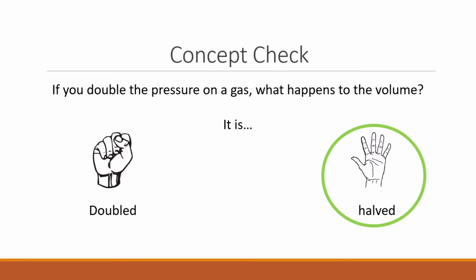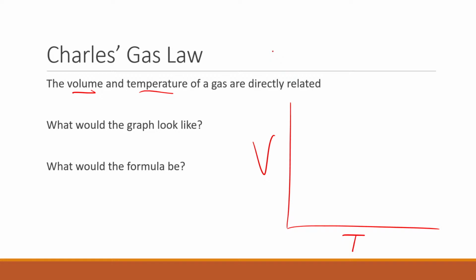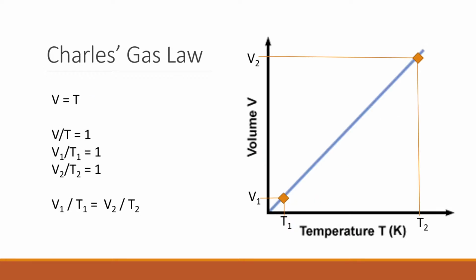Let's look at another pair. A scientist by the name of Charles studied volume and temperature and looked at the relationship between volume and temperature. And the thing he discovered is that these are directly related. We saw an inverse relationship before. What does a direct relationship look like? A direct relationship should be an upward trend, starting from the origin and moving upward in both axes. Right, that gives us a graph that looks like this.